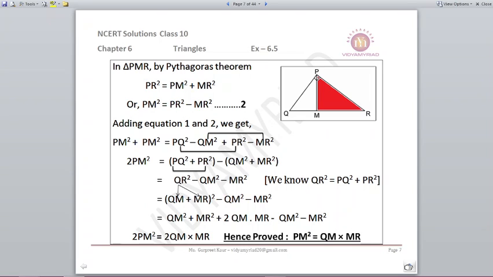Let's take another triangle now, PMR. This is also a right angle triangle. So we are going to use the Pythagoras theorem here, which gives us that PR square is equal to PM square plus MR square. Let us rewrite it in PM square form, which is equal to PR square minus MR square. Let it be equation number 2. Now add both the equations 1 and 2. We will get PM square plus PM square, our left hand side, which is equal to 2PM square. On our right hand side, we get PQ square minus QM square plus PR square minus MR square.